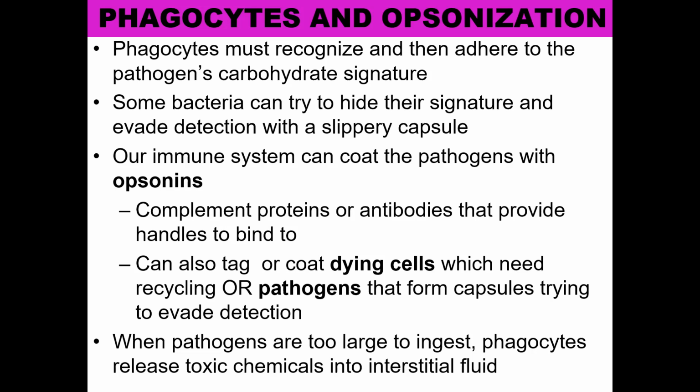They don't kill directly, but they tag it, like put a dunce cap on it, put a big red target on its back and say, hey, we found this hiding in the bushes. And then the phagocytes can then say, oh, now I see it. I will come and attack it and gobble it up.